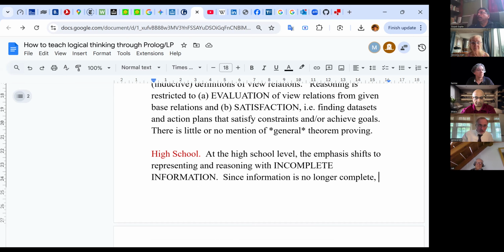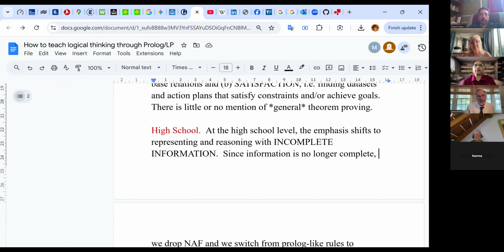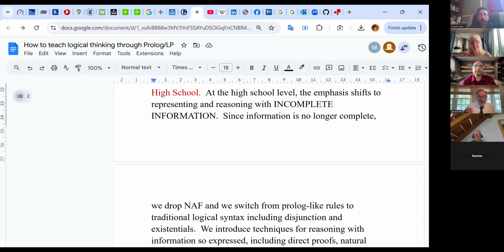Then we go to the high school level, which is the senior Olympiad. Everything is pretty much the same as before, but now we begin to concentrate on incomplete information. And this is the key element which I've been harping on in these meetings for some time, which is when we go to incomplete information, we need to represent that somehow, and that can include things like existentials and disjunctions, not as queries, but in the data itself. So we're saying either John or Bill is the parent of Harry, and we don't know which. So we have to represent those disjunctions. We have to represent existentials.